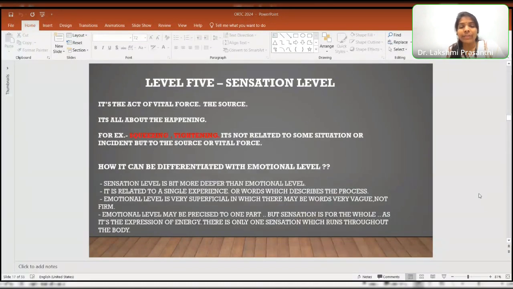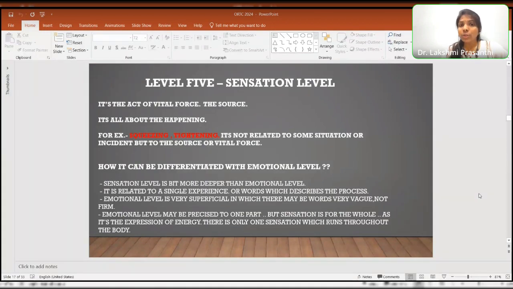Next comes level 5, which is the sensation level. It is basically the act of the vital force. You get a lot of sensation words, a lot of verb words, acting words, like squeezing, tightening, compression, expansion, related to some situation, but it is the main source. It is a source of vital force. This sometimes correlates with the emotional level, and you get confused whether the patient is talking about the emotional level or about the sensation level.